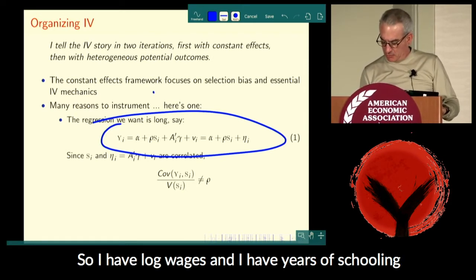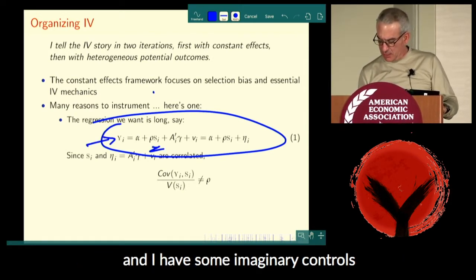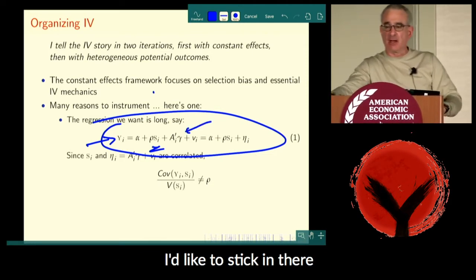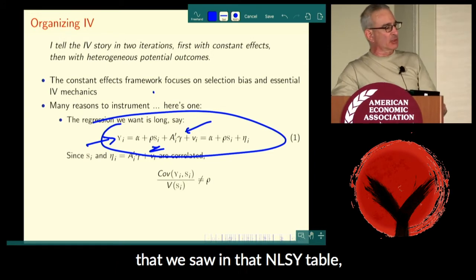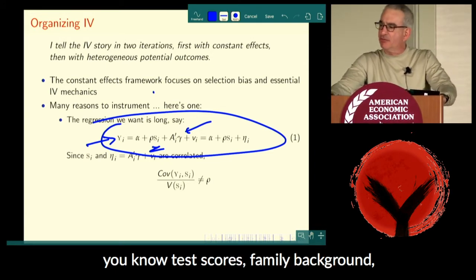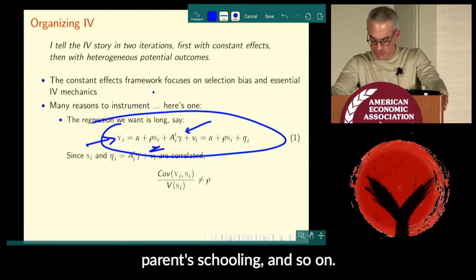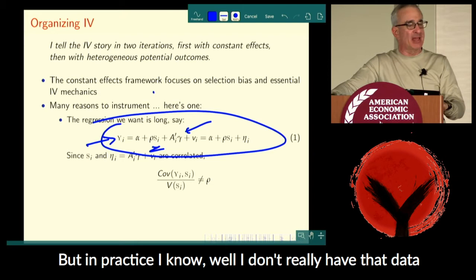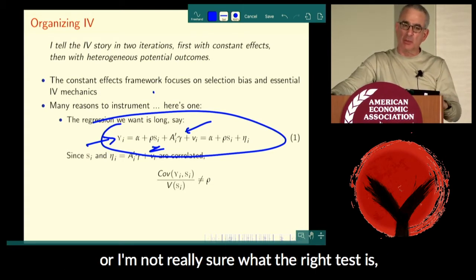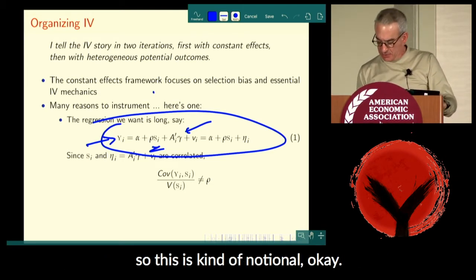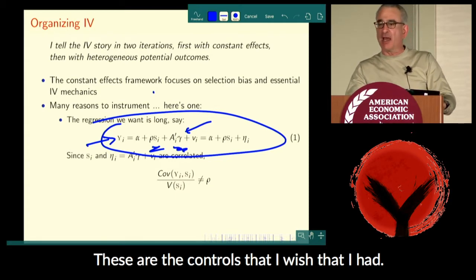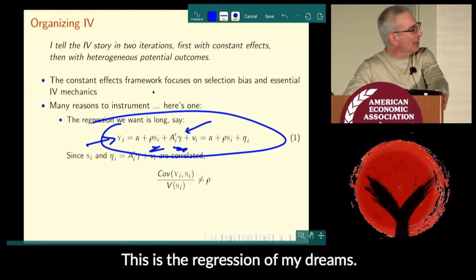So I have log wages, and I have years of schooling, and I have some imaginary controls I'd like to stick in there. These are the kind of controls that we saw in that NLSY table: test scores, family background, parent schooling, and so on. But in practice, I don't really have that data, or I'm not really sure what the right test is. So this is kind of notional. These are the controls that I wish that I had. This is the regression of my dreams.